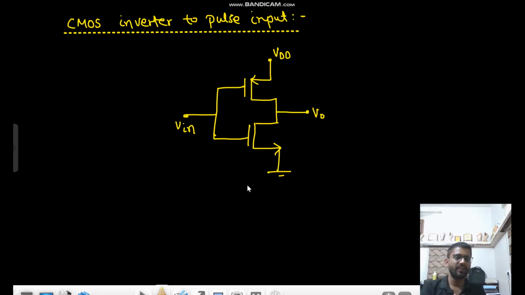And what will happen if we interchange the PMOS and NMOS? It will become a buffer. I will upload that video. If we interchange it, what will happen, that we will upload.